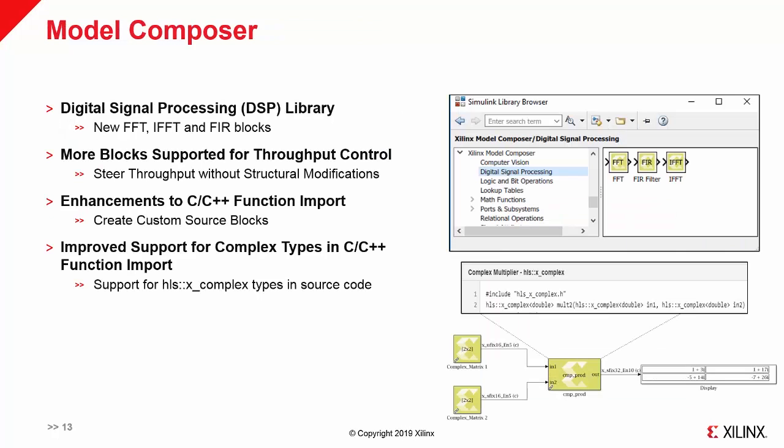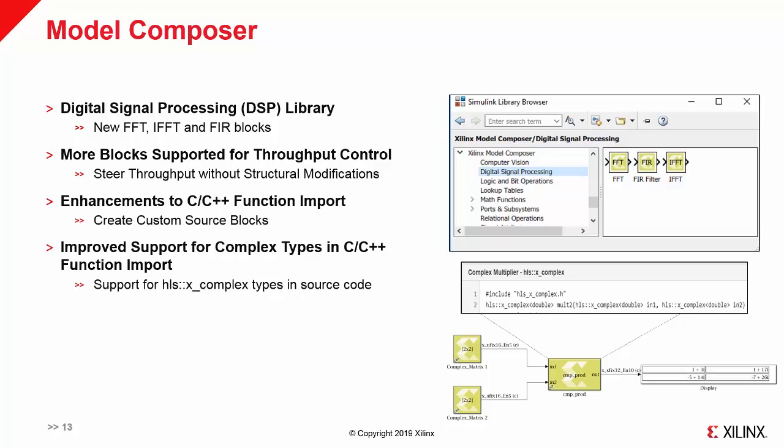Switching to Model Composer. Model Composer supports 3 new blocks to assist you with your signal processing applications: an FFT, an IFFT, and an FIR filter. We've also expanded the list of blocks that support throughput control, introduced in 2018.3. For these blocks, you define the throughput requirement and will provide the necessary parallelism to meet that requirement. The key here is that this is done without any structural changes to your design. In 2019.1, the XMC import function can assist you with creating custom source blocks for your design.